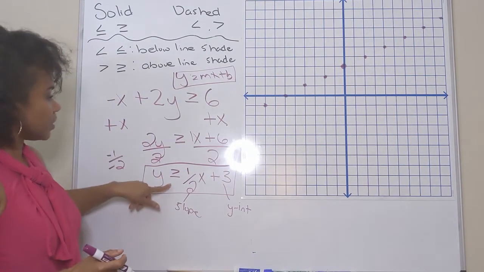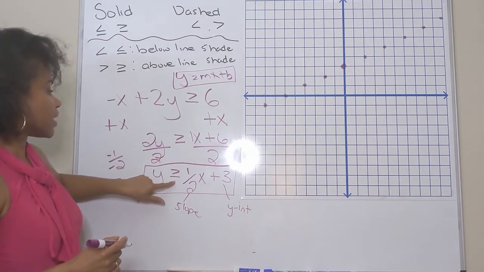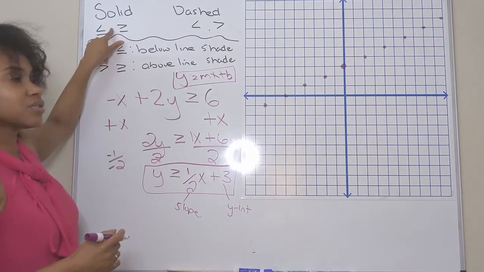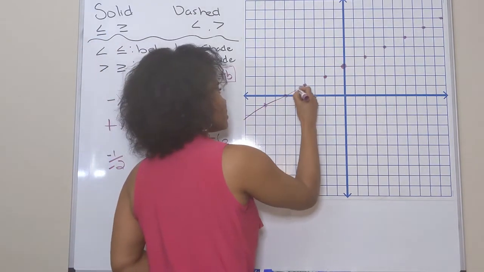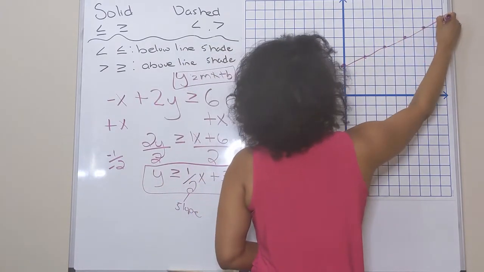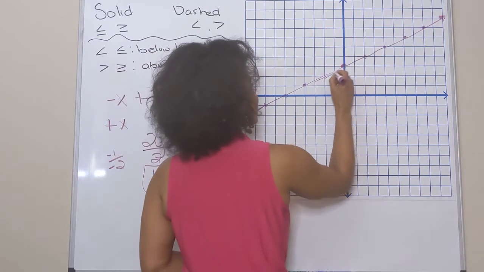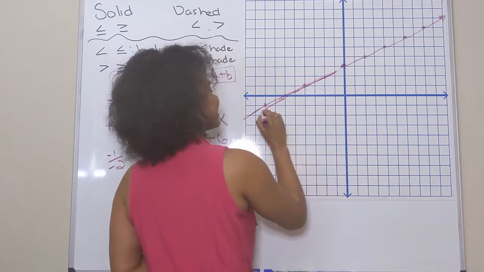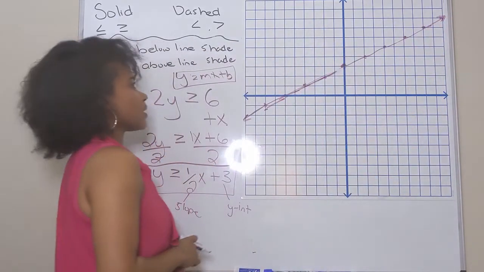And we notice here that this has an equal to sign underneath. And so since that has a line underneath, it is going to be a solid line, meaning that every point on this graph, or on this line, is a solution. It is included, and I'm kind of drawing over it. All right, and there we go.